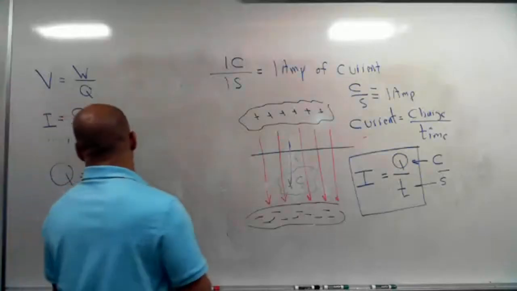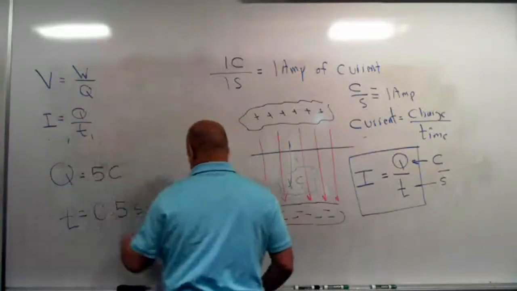It says you have a charge of 5 coulombs. So the charge is 5 coulombs. A charge of 5 coulombs flows past a given point every 0.5 seconds, so the time is 0.5 seconds. How much current flows in amperes? That's the question. 10 amperes. Does that make sense? Yeah.